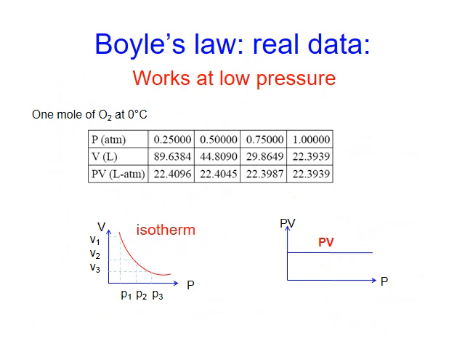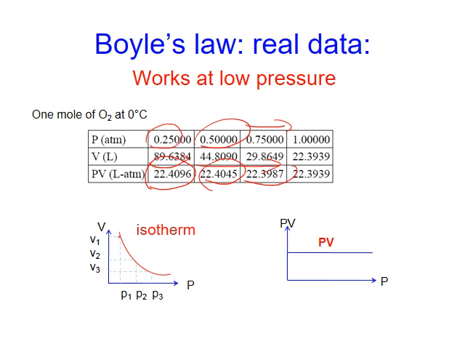Here is a set of experimental data of 1 mole oxygen at 0 degrees. When pressure is 0.25 atmosphere, volume is 89.6384. When pressure increased twice, volume reduced almost half. Increased pressure, reduced volume. The product PV is almost constant, 22.4, 22.3987.